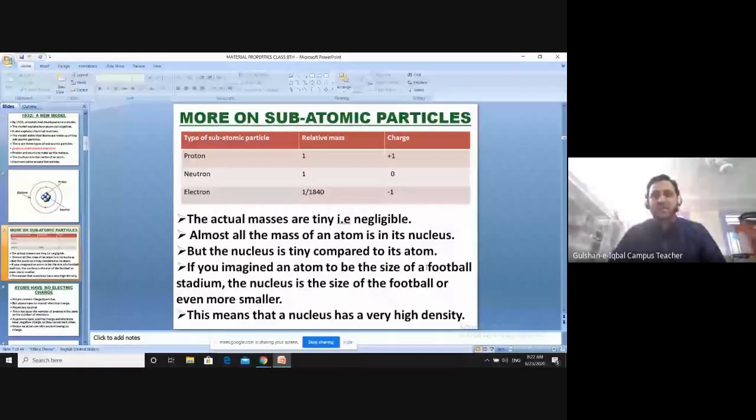This means that the nucleus is a very highly dense particle. Dense particle means that the mass is present in the center. The positive and the neutral particles are present in the center. The atomic mass is present in the center, represented by the protons and neutrons. This is what this model was saying.